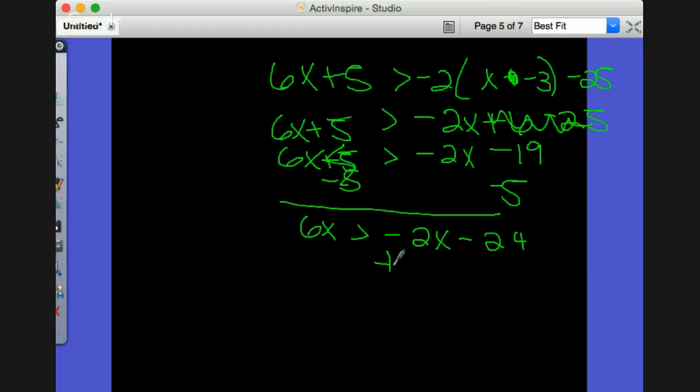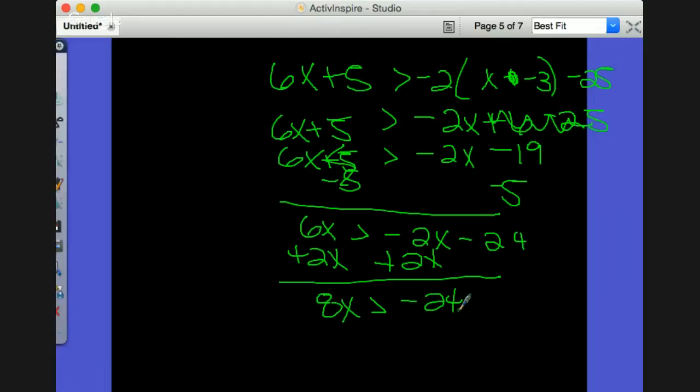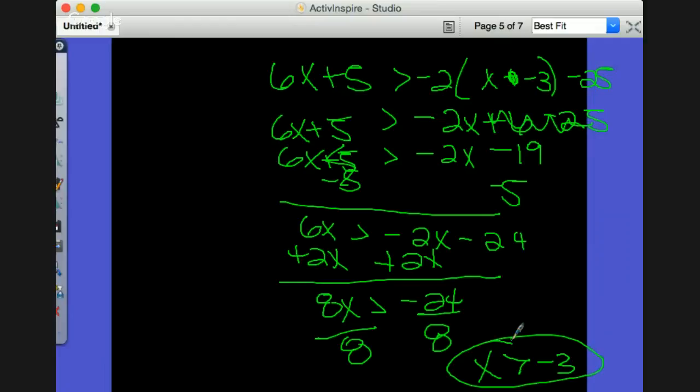Add 2x. Very good. Add 2x. So now we've got 8x is greater than negative 24. Solving for x, what would we get here? Divide by 8. All right, divide by 8. Daniel, what would we get there once I divide by 8? Negative 3. Okay, so x what of negative 3? Greater than. Good. Greater than negative 3.